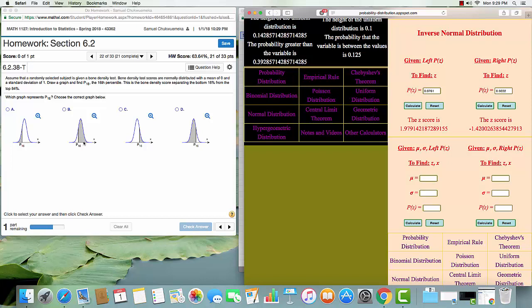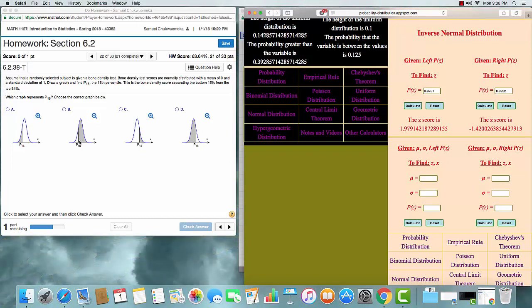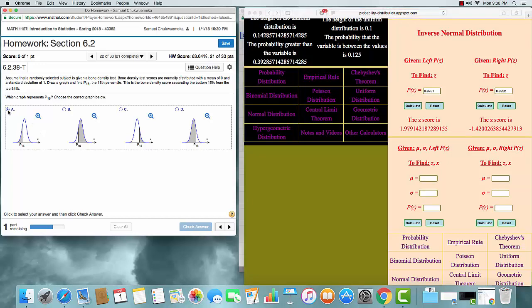That is why it is called lower 16%. This is 16% to the right. And this is actually 84% to the right. This is 16% to the left, which is the correct thing. This is 84% to the right. This is 16% to the right. This is 84% to the left. So the correct answer is this: lower 16% from the upper 84%.